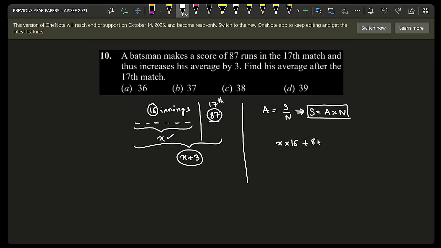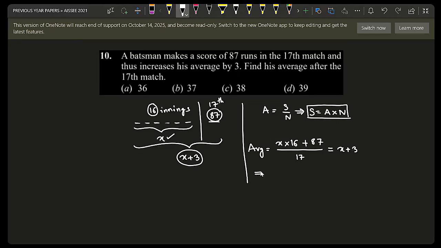That is 87. So this gives the sum of all the scores in the 17 innings divided by the number of observations. How many observations are there? 17 observations. So this is going to give the average in the 17 innings: sum of observations by number of observations. But according to the question, this must be equal to x plus 3, since they said the average is increased by 3. Now we should find the value of x.